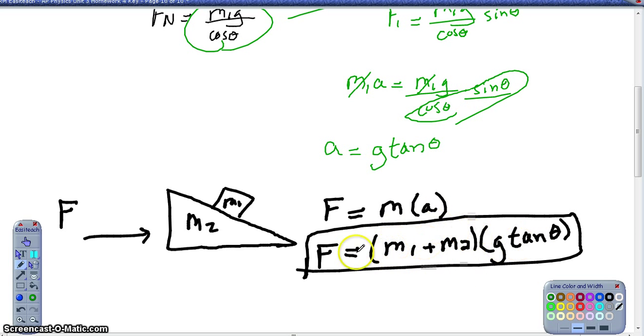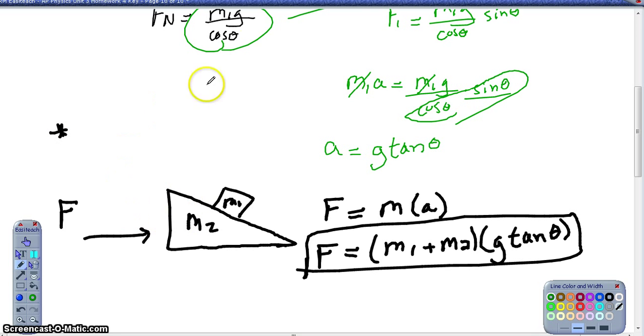Obviously you could distribute this out if you would like to. I wouldn't mess with taking it any further than this. So I have an expression in terms of m1, m2, g, and theta that represents the force that I need to apply so that mass 1 does not slip down the ramp. Again, this was a very tricky question.